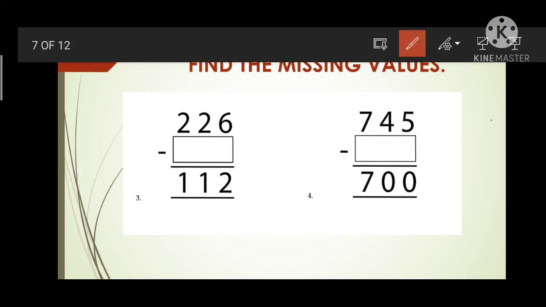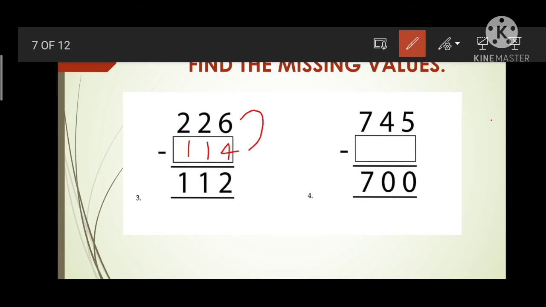Now how will we subtract that? See, from 6, think of a number that we will subtract so that the answer becomes 2. Clearly we know the answer, that is 4. If I subtract 4 from 6, the answer will be 2. Now again, from 2 what will I subtract so that the answer becomes 1? Clearly the answer will be 1 only.